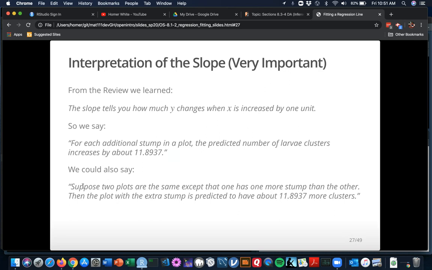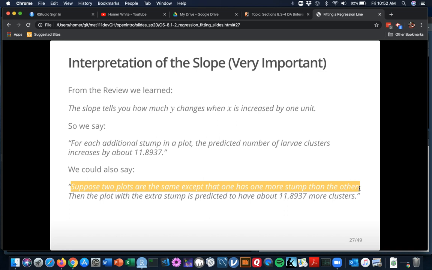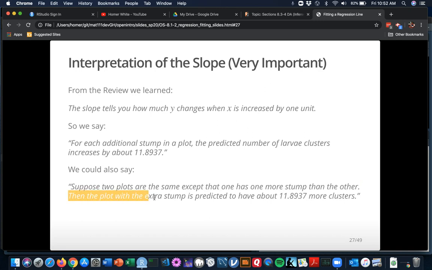Now, another way of thinking about it is to imagine you have two plots that are the same in every way, except that one of them has one more stump than the other, like one of them having 2 stumps and the other having 3 stumps. Then the plot with the extra stump is predicted to have about slope more clusters, 11.8937 more clusters. And so one of the things that you'll practice with in the DA is how to articulate, write out sentences like this that tell people your understanding of what the slope is telling us.